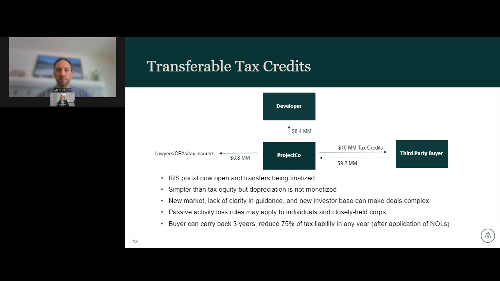Still some limitations for individual buyers or partnership buyers, S-corp buyers, but corporate buyers with tax liability are available to take full advantage of this.